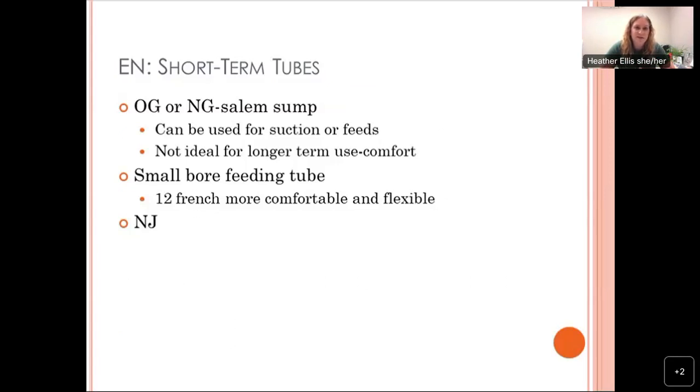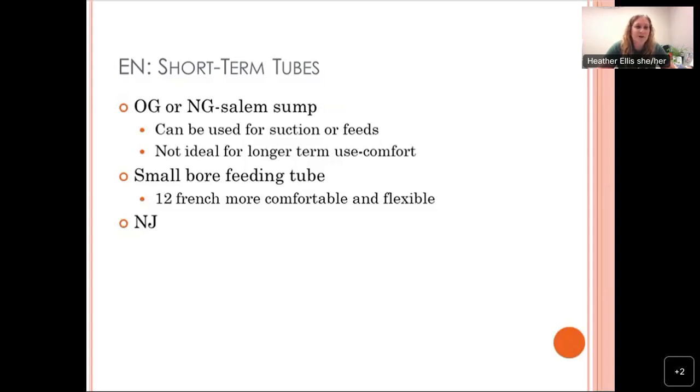Once they're extubated in the ICU, generally they're switched to a small bore feeding tube, which would be your small bore NG, but not always. The NG Salem sump, you can still use it for feeding. It's just usually bigger and more rigid, so a little bit less comfortable for the patient. Whereas the small bore tube is a 10 to a 12 French, much more comfortable, much more flexible.